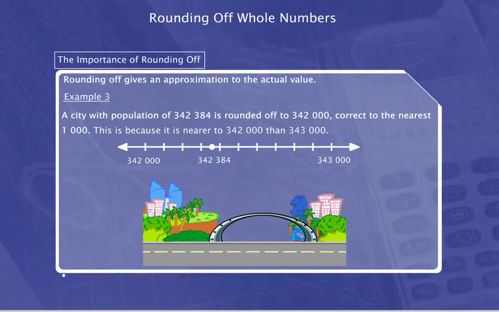A city with a population of 342,384 is rounded off to 342,000, correct to the nearest 1,000. This is because it is nearer to 342,000 than 343,000.